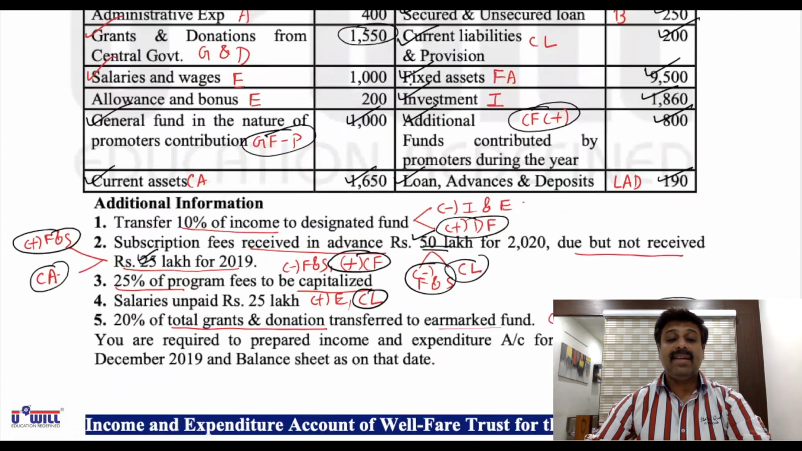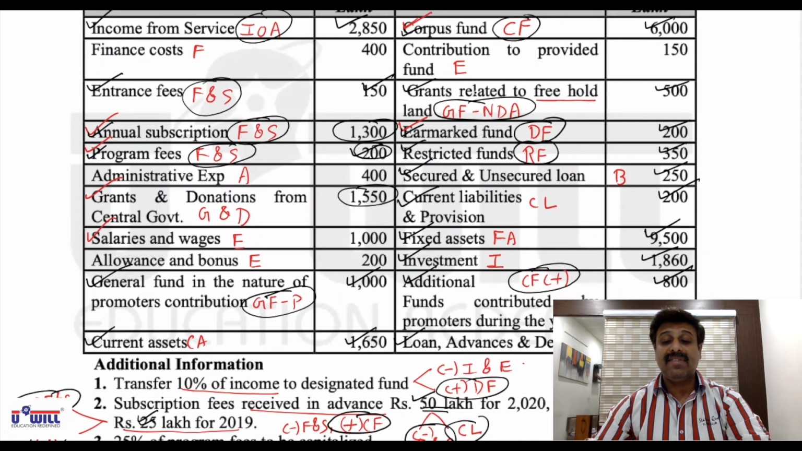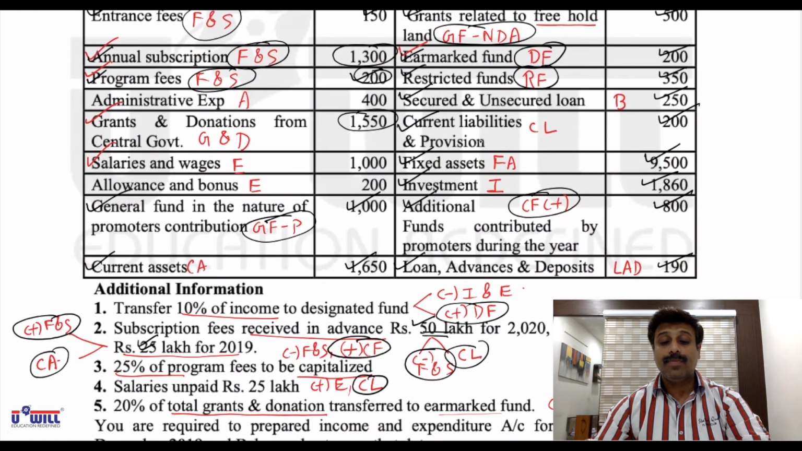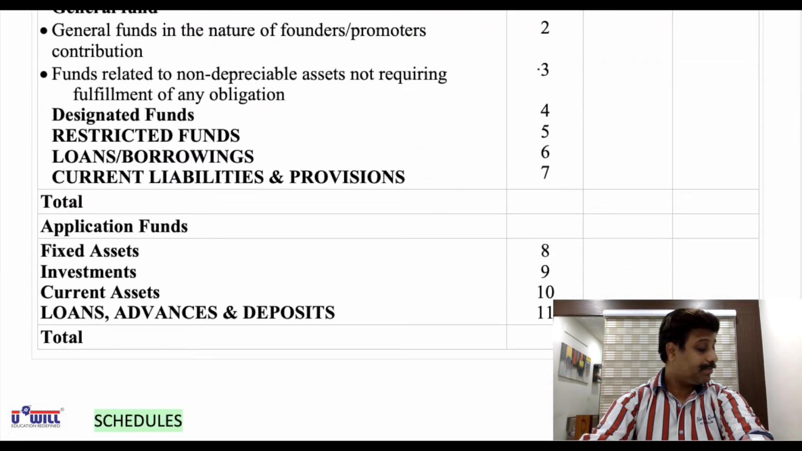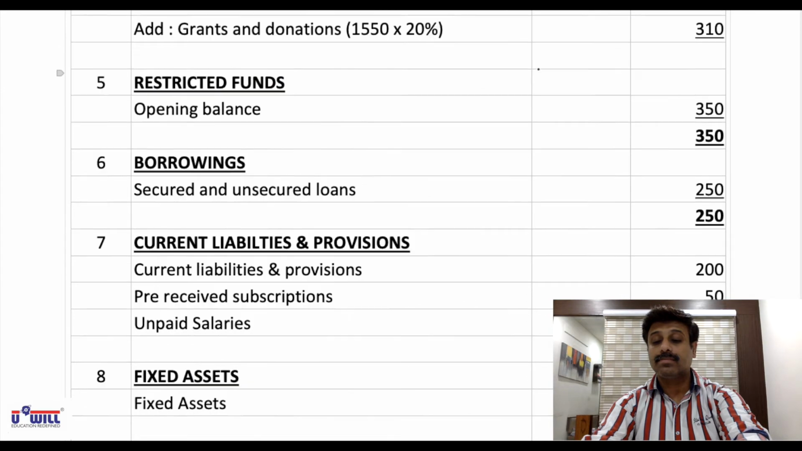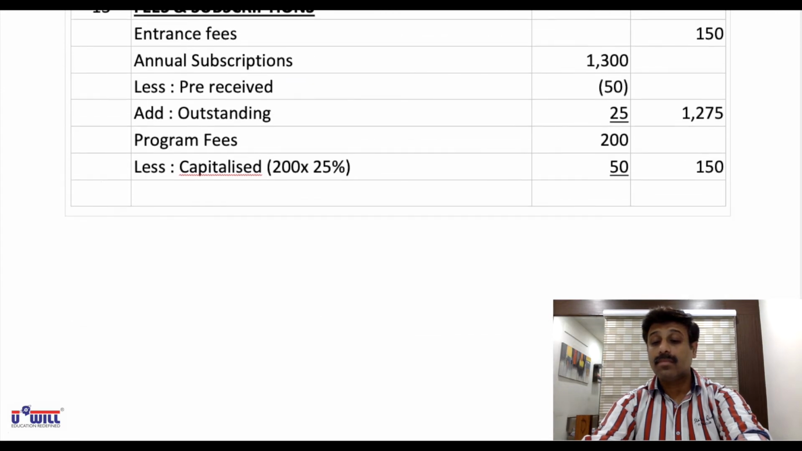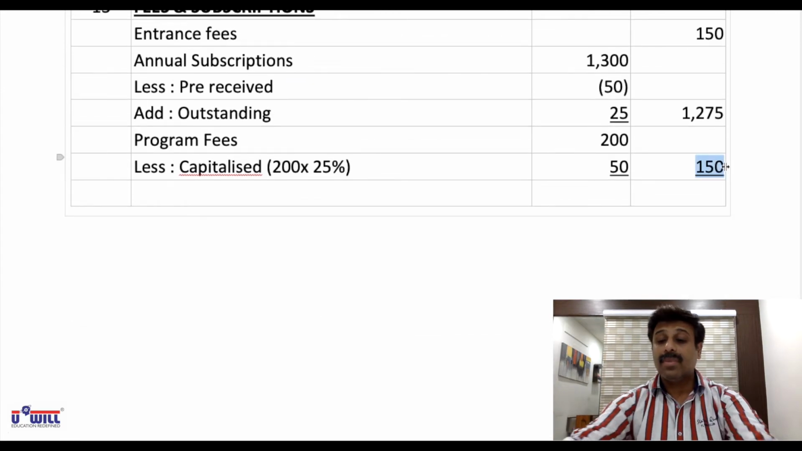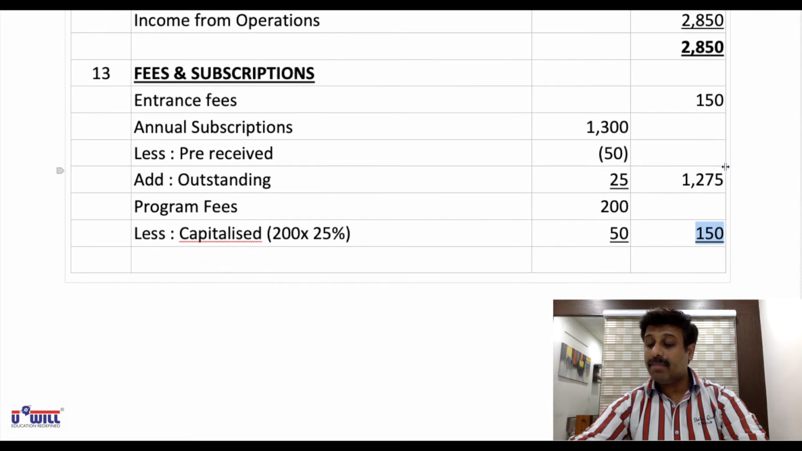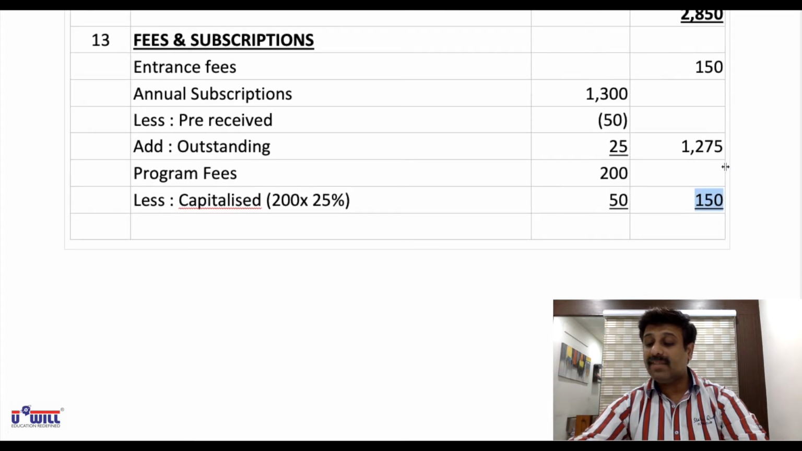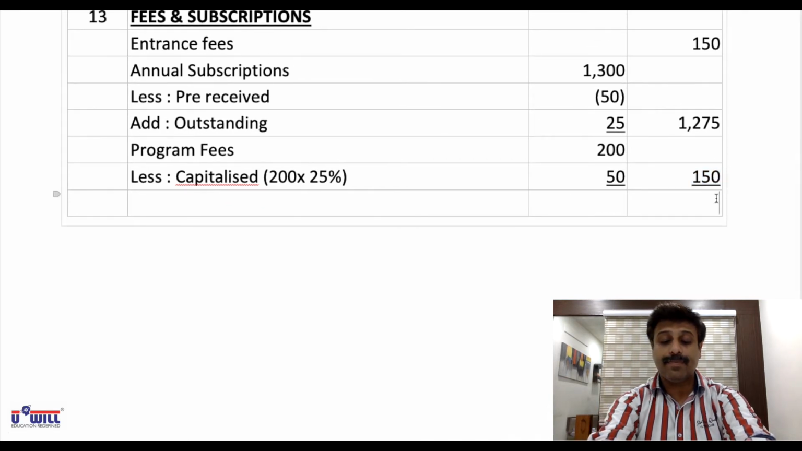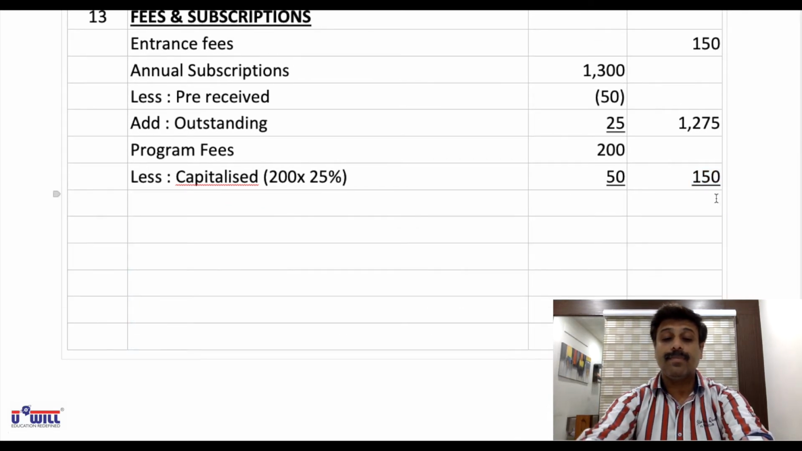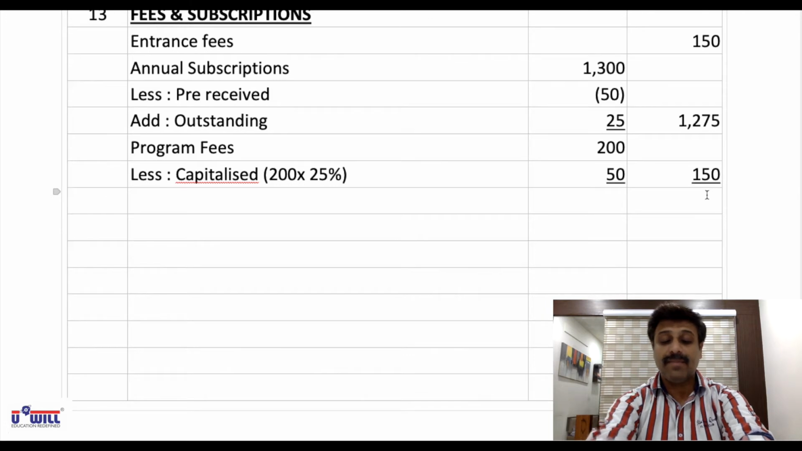Then other than that, F&S, do we have any other item marked as F&S? No. So total can be done. All of you check it. 150 plus 1275 plus 150, that comes to 1575. Total would be 1575.